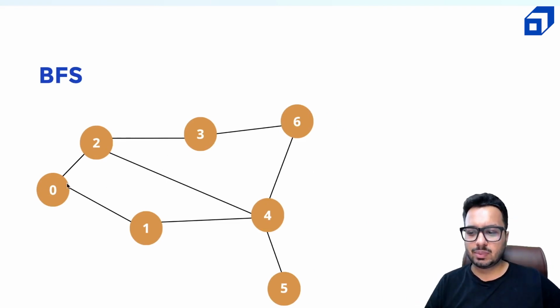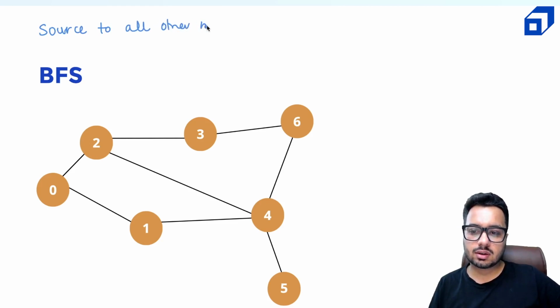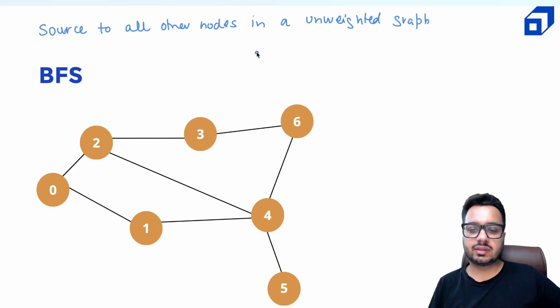Now let us discuss one application: finding the shortest path from the source node to all other nodes. So we're going to do shortest path from source to all other nodes in an undirected, unweighted graph. This graph is an example of an unweighted graph. A graph can be directed or undirected, but it must be unweighted for the BFS algorithm to work for finding the shortest path. So we are going to talk about the BFS shortest path algorithm.